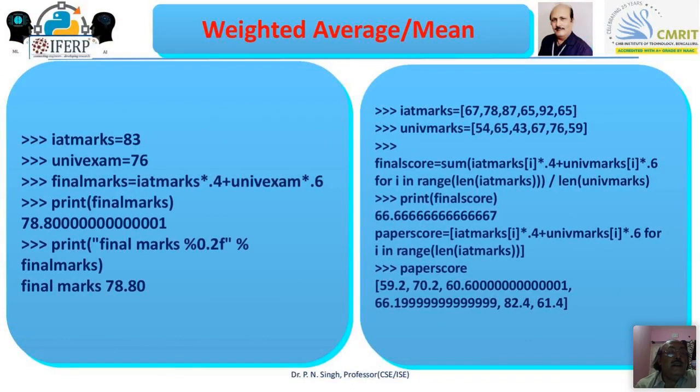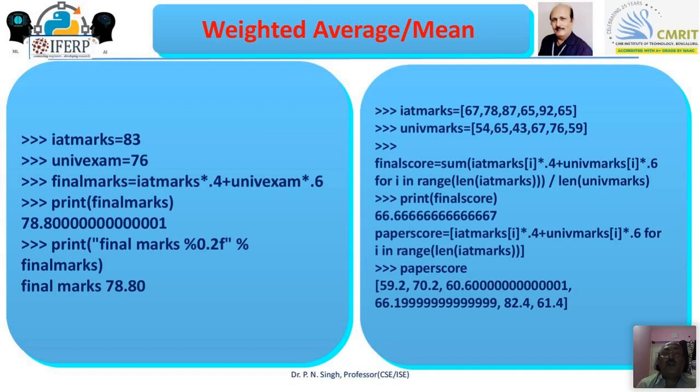For the weighted average mean, suppose you are given the internal assessment terminal marks as 83 and the university exam as 76. How are the final marks computed? In this pandemic, there is 40% weightage for the internal marks and 60% weightage for the university marks. So how to compute that? It is given here, and we call it the weighted average mean. And in which way is it printing? The %0.2f. So it resembles C programming style also. You give here the format of how the marks will be displayed. It says you are going to display a floating point value, and the number of digits after the decimal will be 2. If the digit after the decimal is 5 or greater, it will be rounded up to the next digit, and it displays here the final marks.